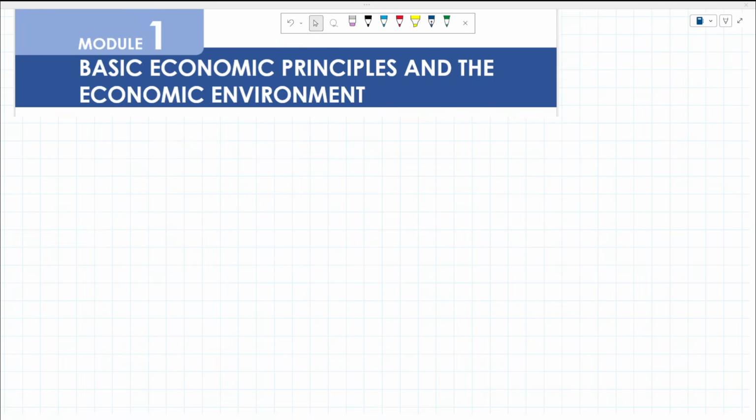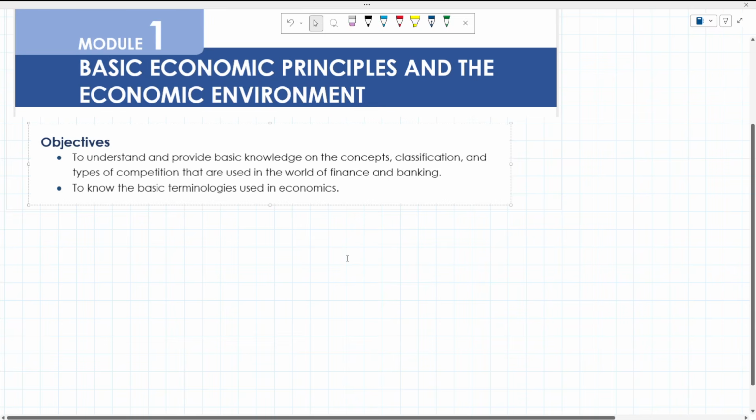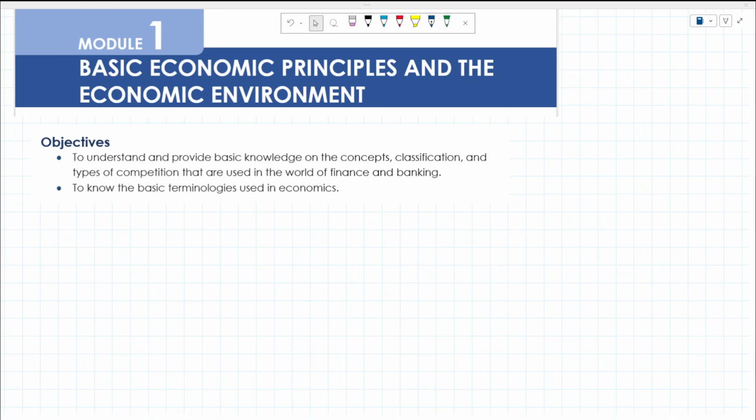Our objectives for the day will be two. The first objective will be to understand and provide basic knowledge on the concepts, classification, and types of competition that are used in the world of finance and banking. To know the basic terminologies used in economics will be the second and final objective.